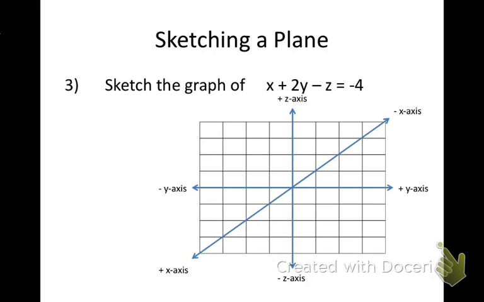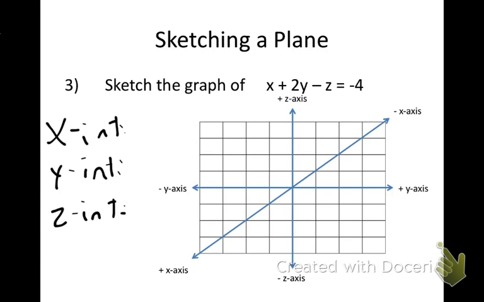Try one more. Last one here. What is the x-intercept, Jersey? 4. It's not 4. It's actually -4. X-intercept is -4. What's the y-intercept, Destiny? 2. Close. -2. What's the z-intercept, Nolan? 4.